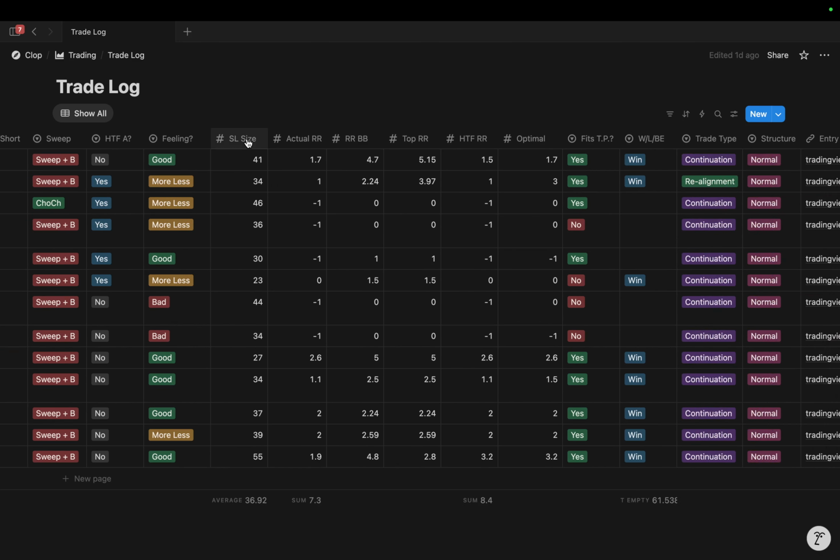Then something I will tell you is stop loss size. You gotta log that. Why? So you can look back and understand. Okay, in July 2025, I logged the trades, but there were 34 points, and now I have my stops pretty much at 40, 47. What does that mean? Volatility increased.